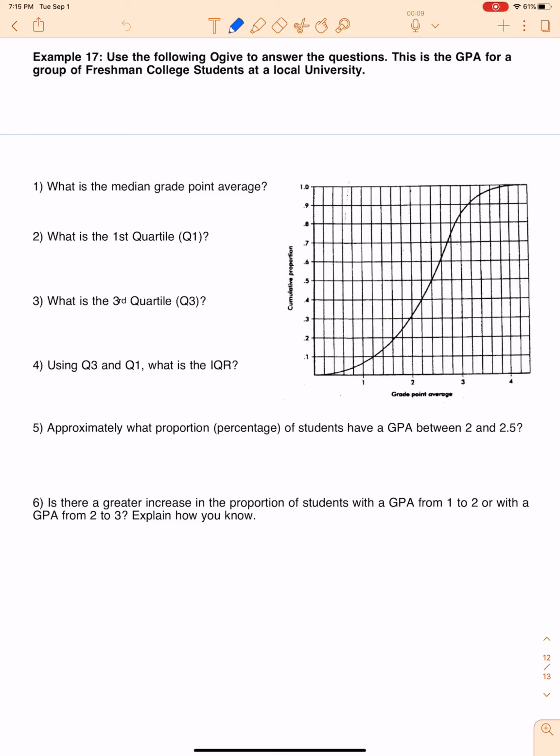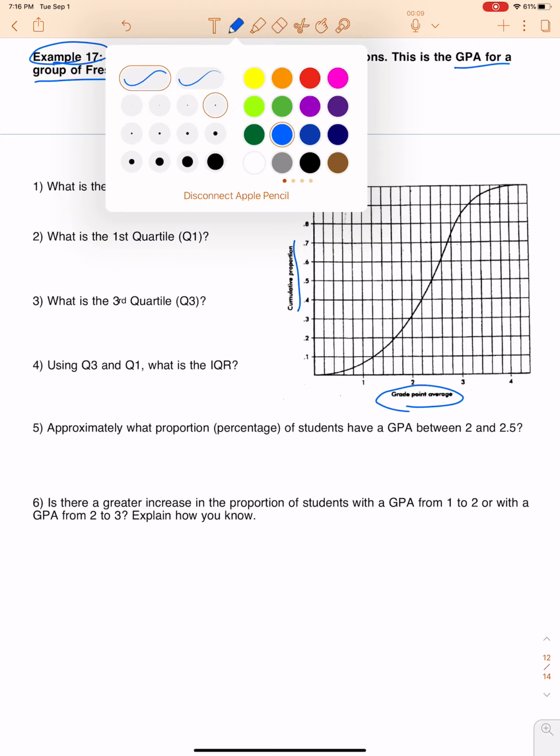Hello, AP Stat again. We are on example 17, which is our second Ogive example. So let's see what we have here. This Ogive shows us the GPA for a group of freshman college students at a local university. As I stated in the video explaining ogives, we have our cumulative proportion over here, so we start at 0 and go all the way up to 100% or 1.0. And down here we've got grade point average. All right, so let's just go ahead and start here.